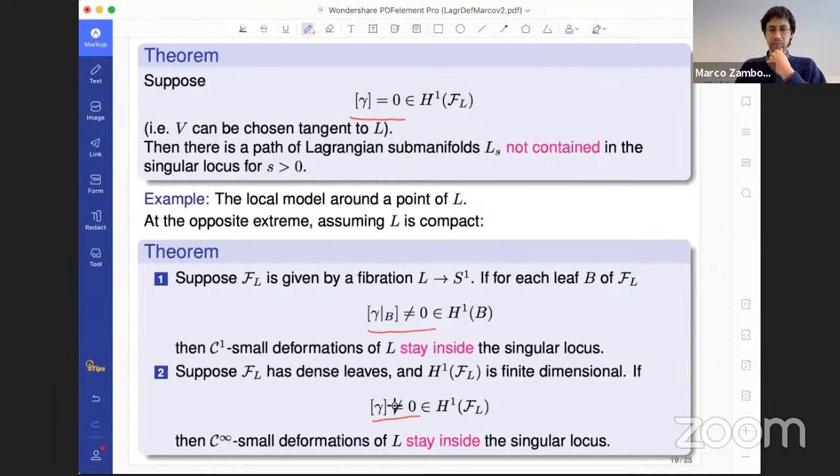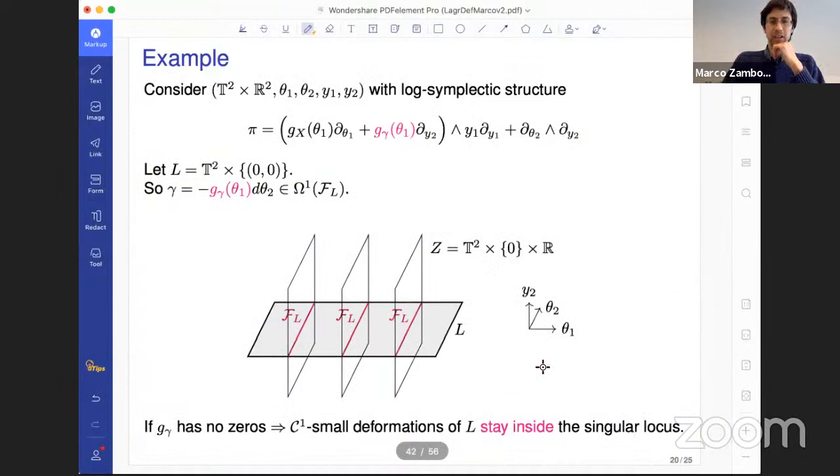So if the foliated cohomology class of gamma is non-zero, then you stay inside the singular locus. So again, geometrically, what this measures is the vertical component of the modular vector field. So now, yes, I have an example.